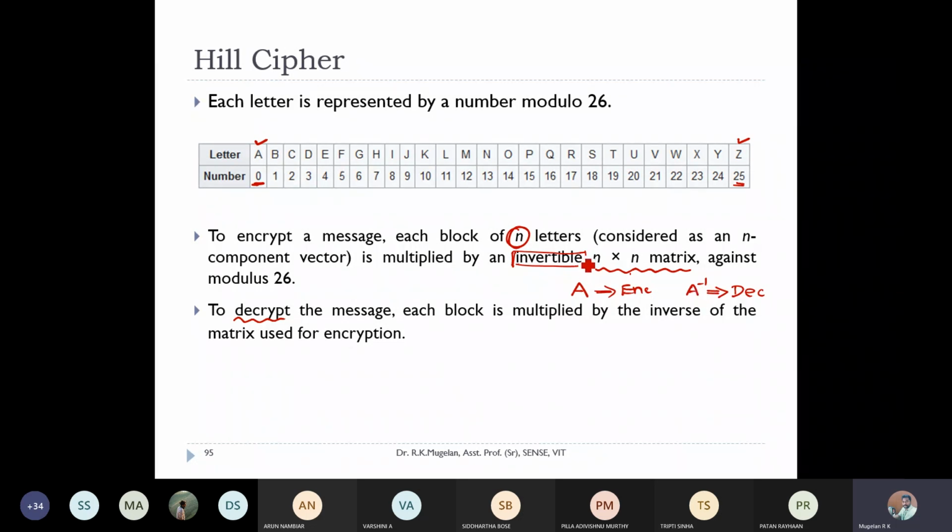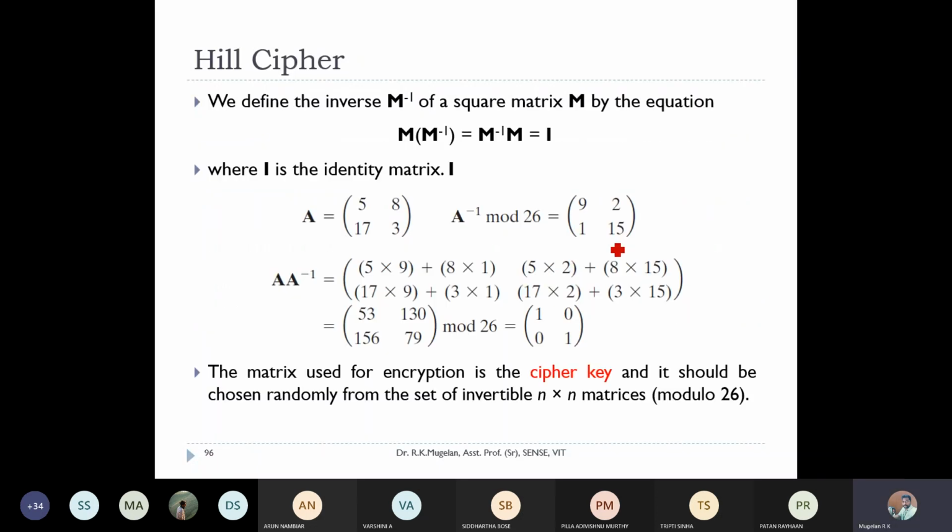You people should already be aware of it, and if not, just brush up. Okay. We'll see how this one works, and this is how you can define whether the particular matrix is invertible or not. You find the inverse, and if you multiply both of them, you should end up with an identity matrix. Right.